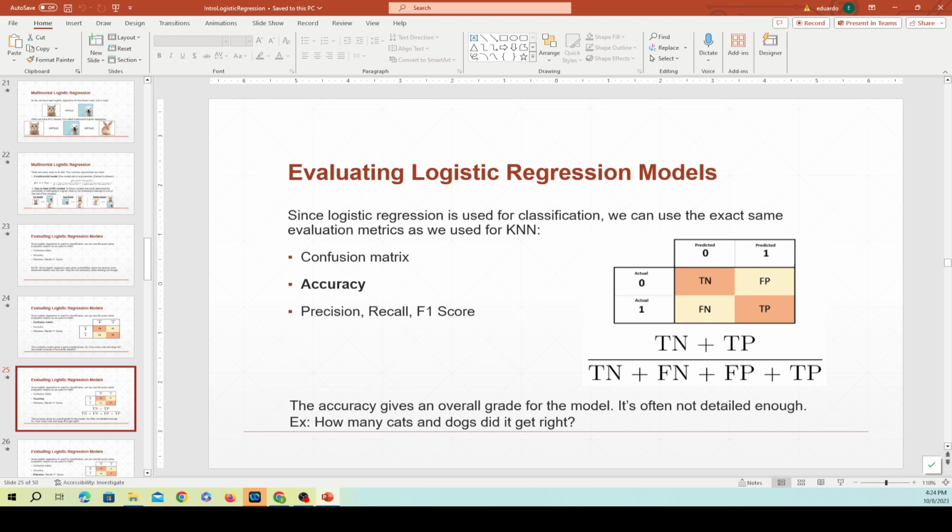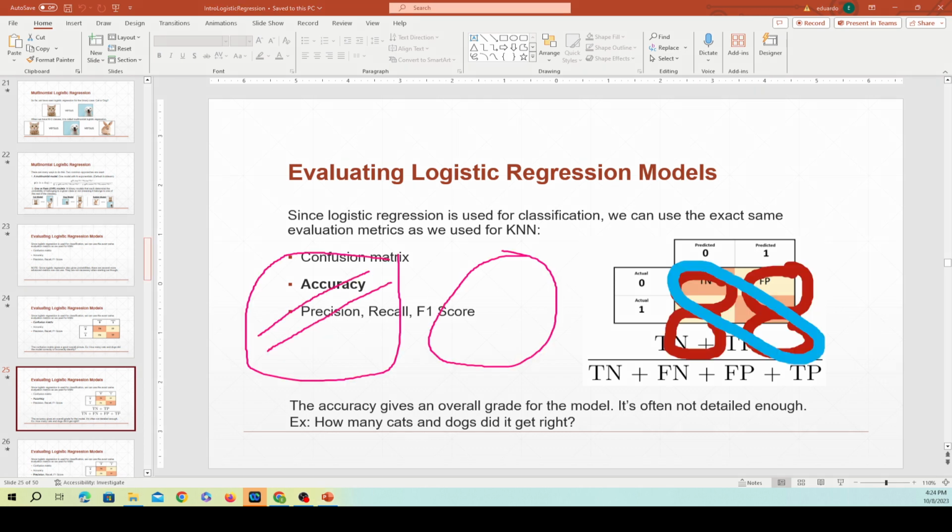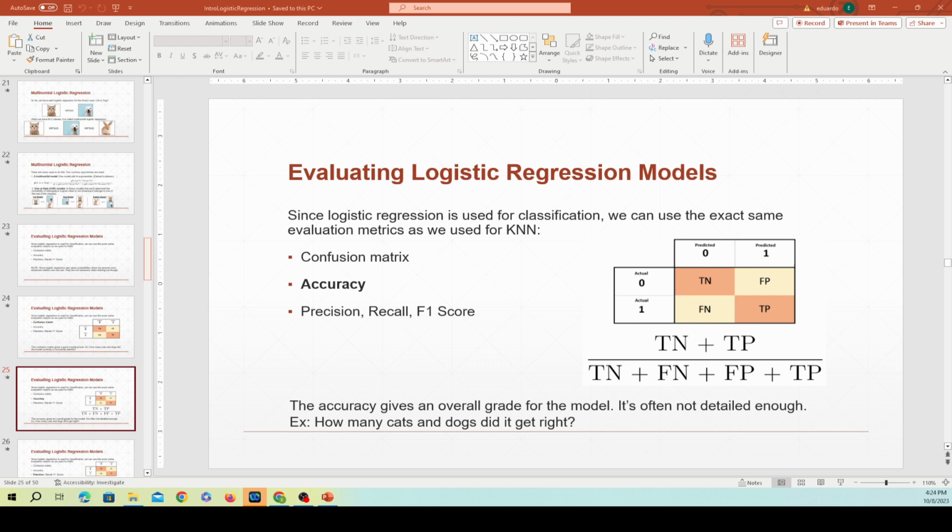For the accuracy, we use the sum of the true negatives and the true positives, the probability of getting it correct. That will be your probability of getting it right out of the whole. So practically we just add everything and determine the probability of getting it right. Accuracy is the probability of getting it right.